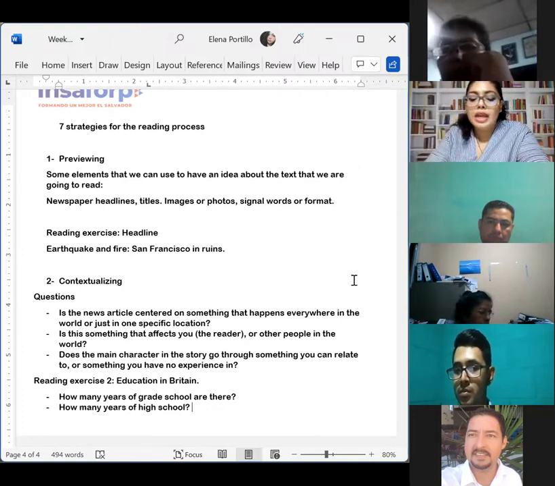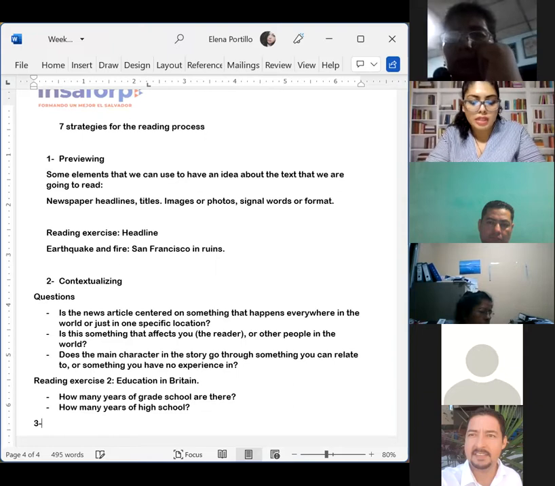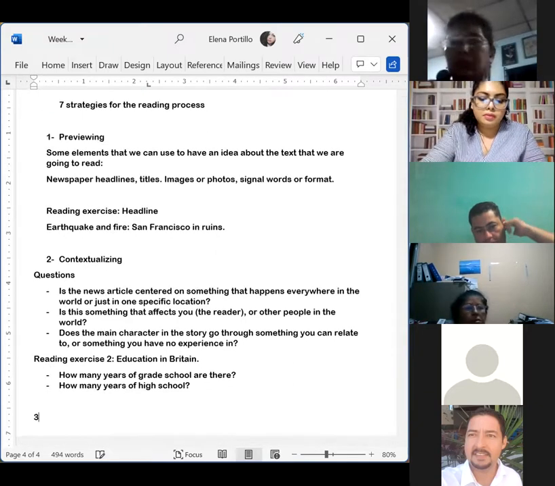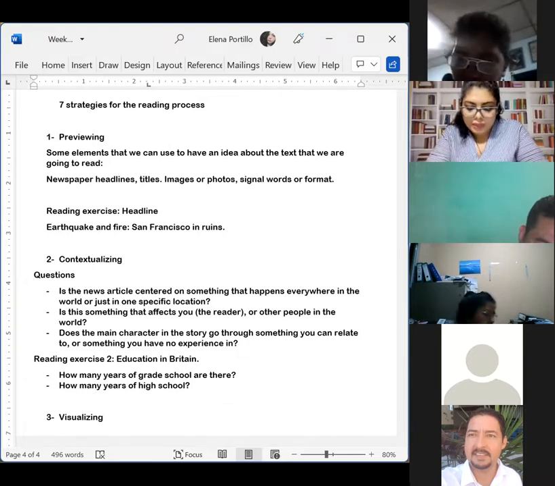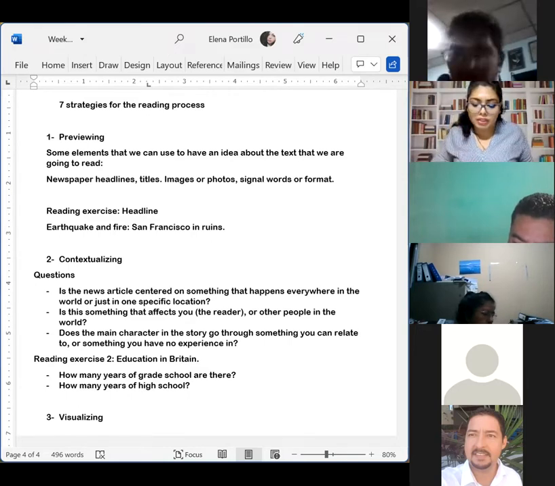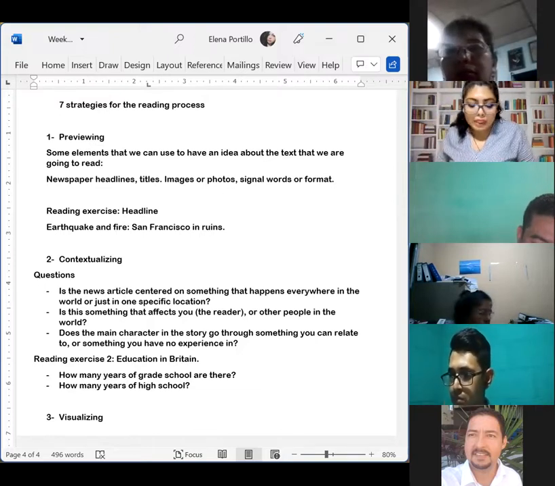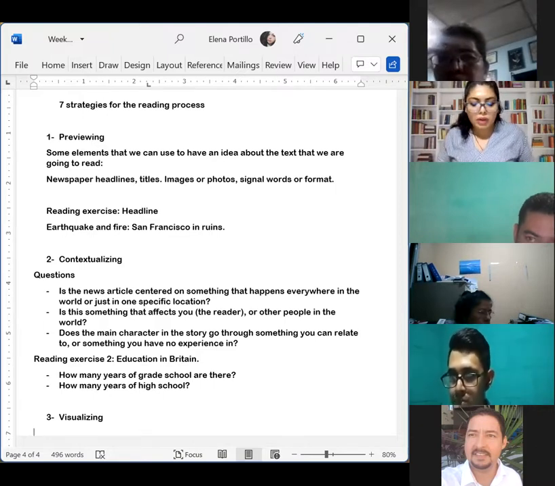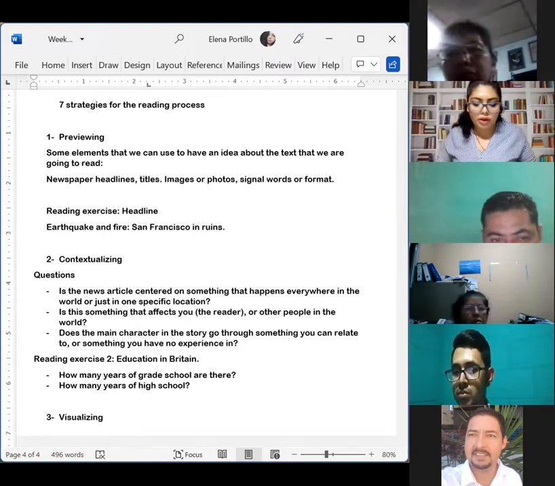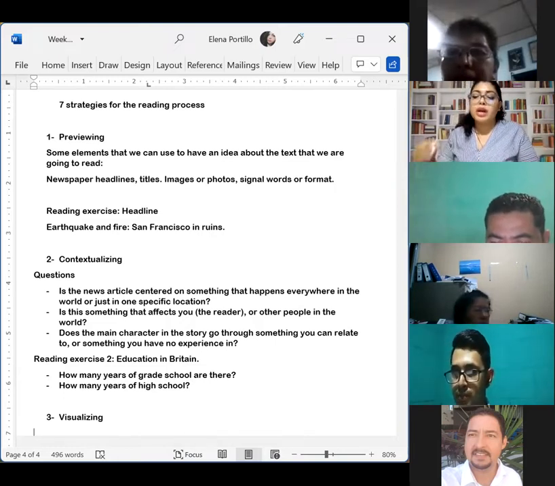Then, we have number 3. And in this case, we are going to use the imagination. We have number 3, that is visualizing. So in this case, some students, especially those who are visual learners, need to see the information. Can you see the main character in your mind's eye based on the description? Can you picture the contaminated river as described in the news article? Visualizing also improves organizing the information in a visual way, usually through the use of a mind map or other graphic organizers. So in this case, visualizing, we need to visualize what we are reading.